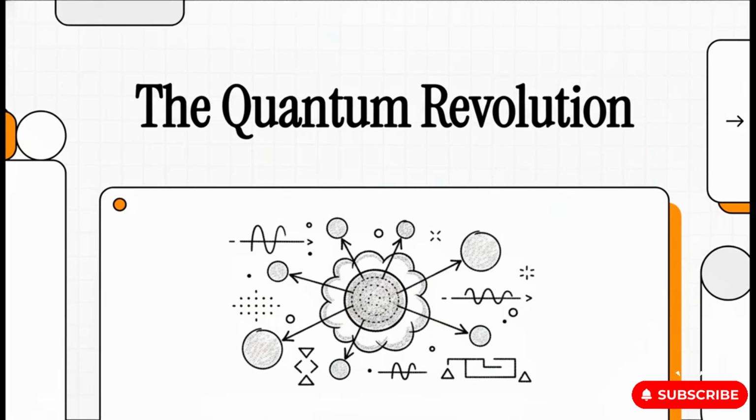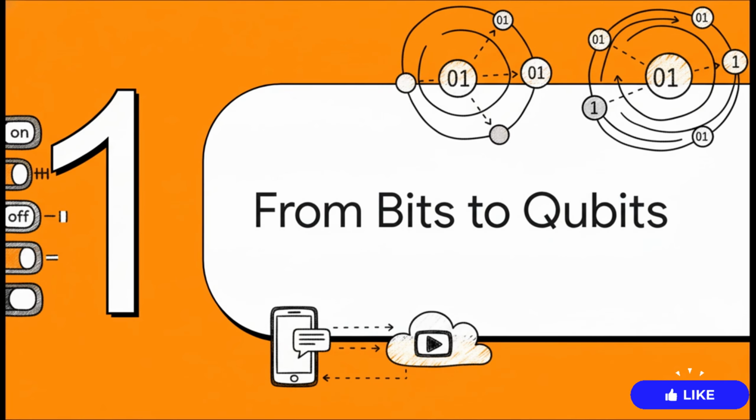Welcome to The Explainer. Today, we're going to tackle something truly mind-bending, the world of quantum computing. We're going to break down how these amazing machines work, right from the ground up, starting with their most fundamental piece. All right, so to really get this, we've got to start with something we all know, the classical bit.